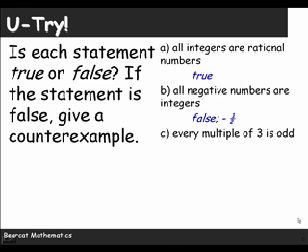Every multiple of 3 is odd. Well, if I start counting by 3s, 3, 6, the second one I get to is not odd. So we'd have to say no, and 6 would be a good counterexample.